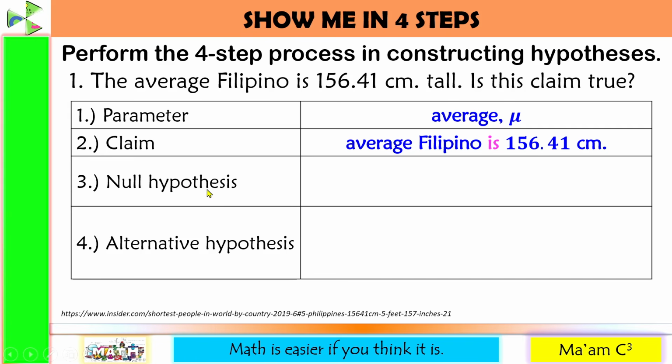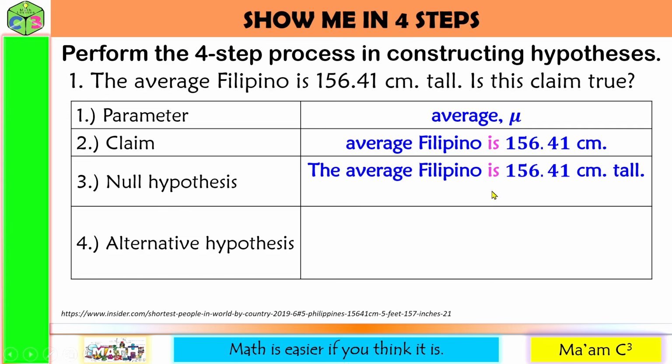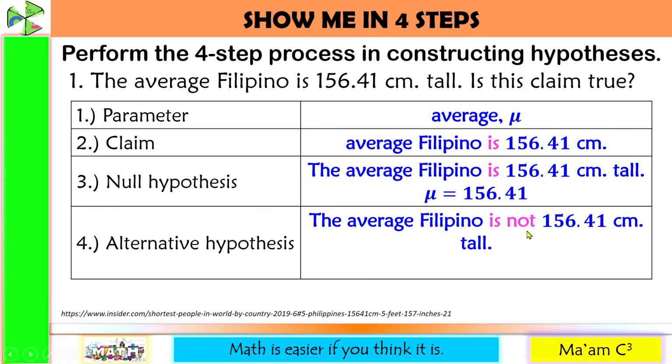So our null hypothesis would be the average Filipino is 156.41 centimeter tall. In symbol, this would be mu is equal to 156.41. The counterpart of is not, and that would be our alternative hypothesis. In symbol, this will be mu is not equal to 156.41.